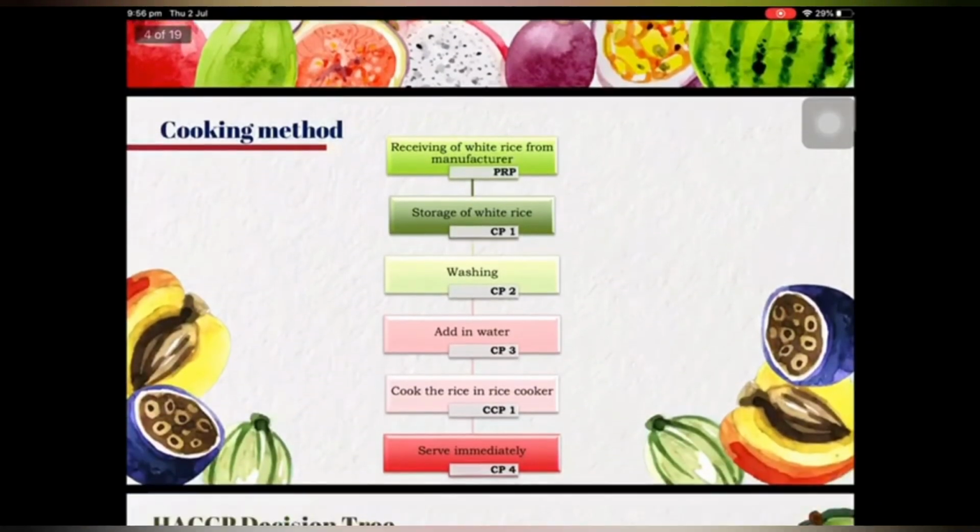This is the cooking method flow of white rice, where the first process, which is the receiving of the white rice from the manufacturer, is considered as a prerequisite program, PRP, while the cooking of the rice is considered as a critical control point, CCP, and other steps such as storage, washing, and also serving are considered as control points.